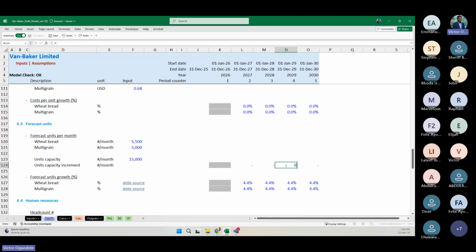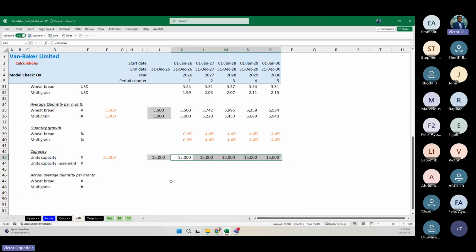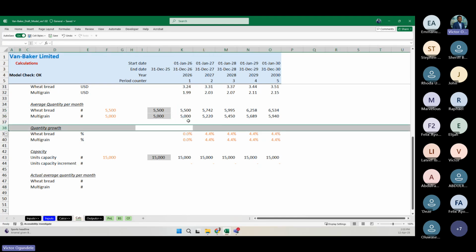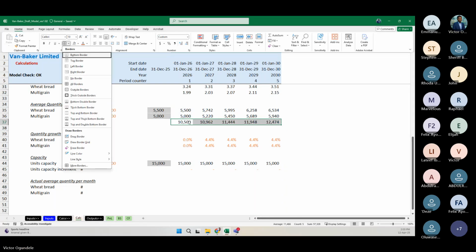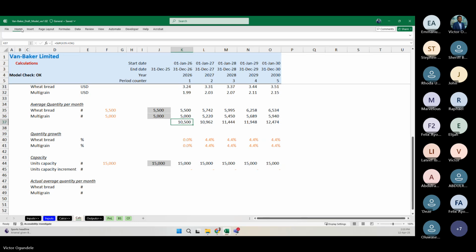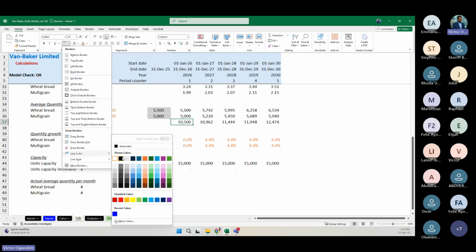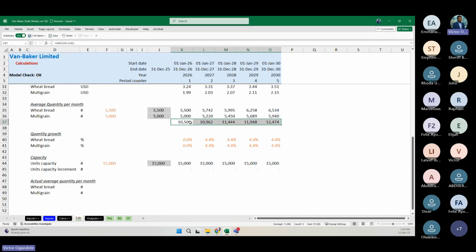I'm just using that to check that it's working well. Now, this capacity is inclusive of both our what? Both white bread and multigrain. So let me even add our total here. Let's see what we are getting here. Okay, put the borderline back to black. So these are total, right? So total quantity, total average quantity.